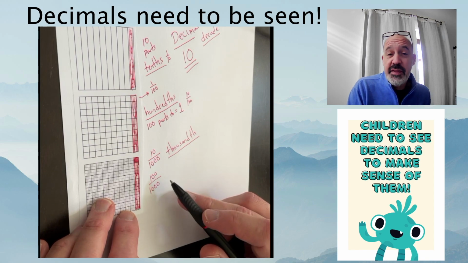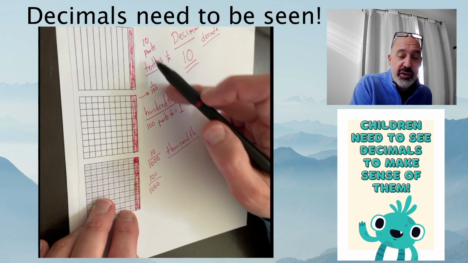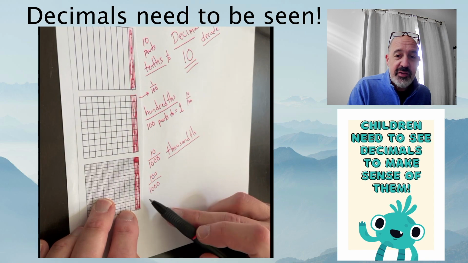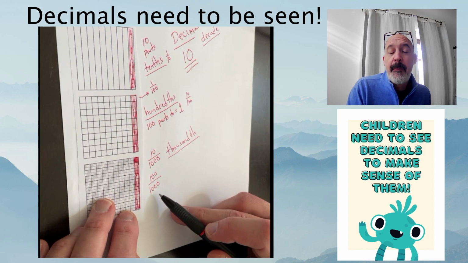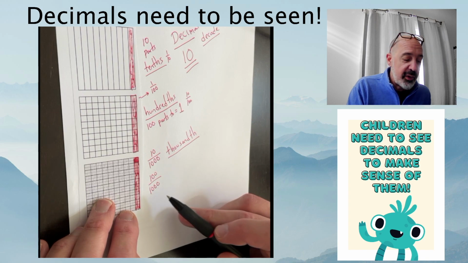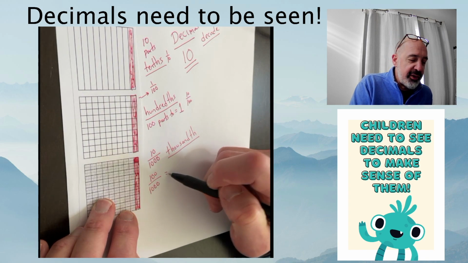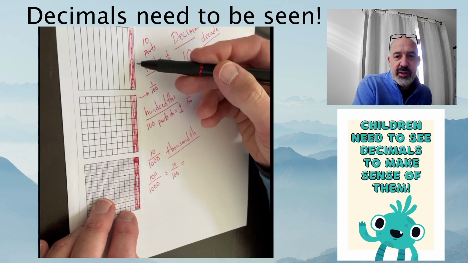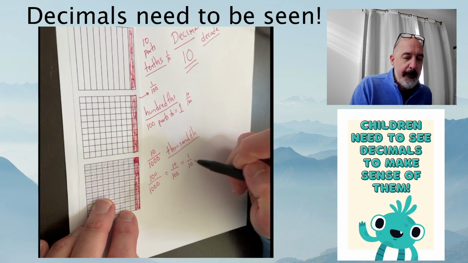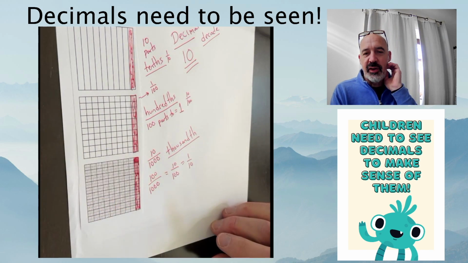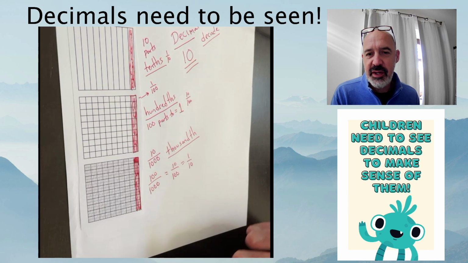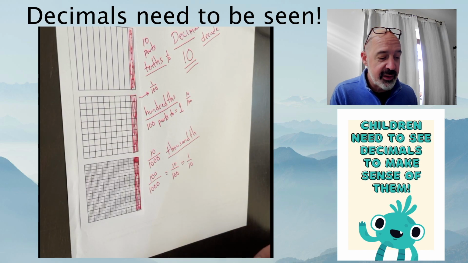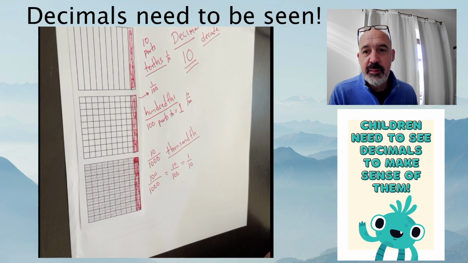And it's true, but in this case, the more represents more smaller parts. So 100 thousandths is equivalent to 10 hundredths, which is also equivalent to that 1/10. So before you even begin to introduce the notation for decimals, your child should understand the size relationship, because decimals need to be seen in order for children to make sense of them.